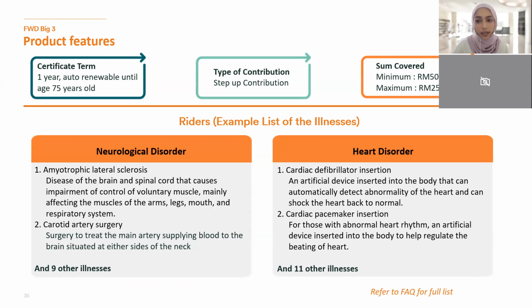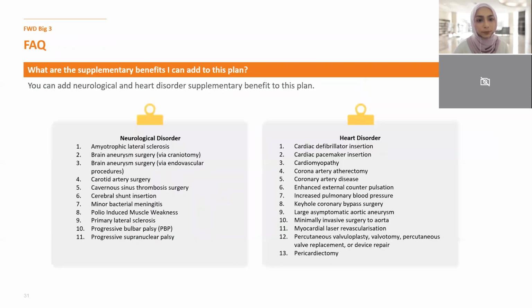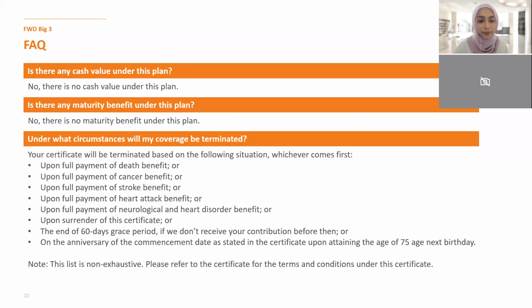For the neurological and heart disorder benefit, these are some of the examples of illnesses that we do cover. I will show you guys the full list in a bit, so we'll just move to that slide later. Okay, it's this one. So in total, we cover 24 early neurological and heart disorders. Unfortunately, I'm not a doctor, so I'm not familiar with all the disorders here, but some of the more commonly known ones are like a cardiac pacemaker insertion surgery, the defibrillator insertion. These are all common procedures that we hear when it comes to heart disorders, and we do cover for it.